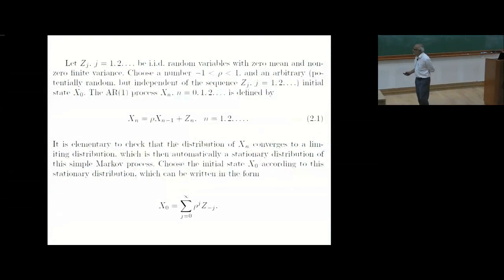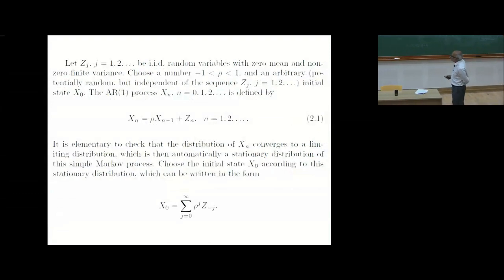So what he does is take a very simple process, the autoregressive process of order one, where the Z_n are independent identically distributed random variables with zero mean and non-zero finite variance. Then you choose rho with modulus of rho less than 1, and this is the process. This is the simplest process you can think of. If you choose the initial state according to the stationary distribution, this can be summed up, and you can write it in this fashion, with mod rho less than 1.